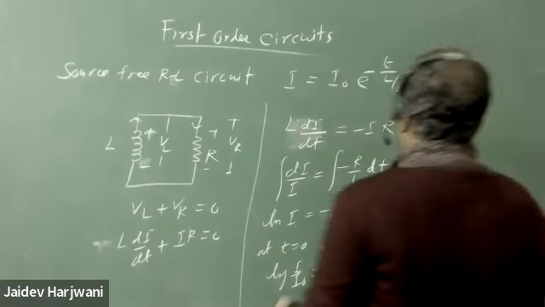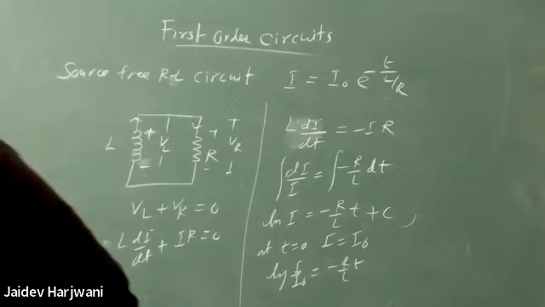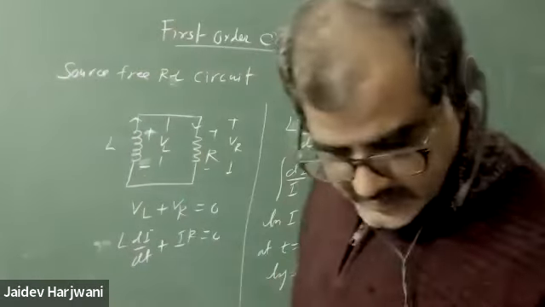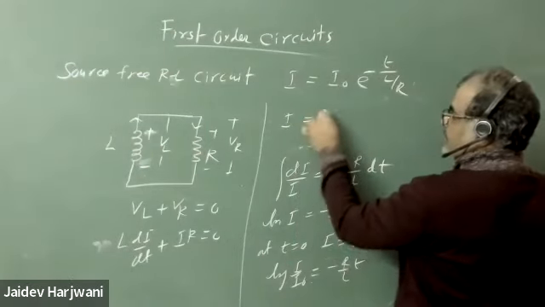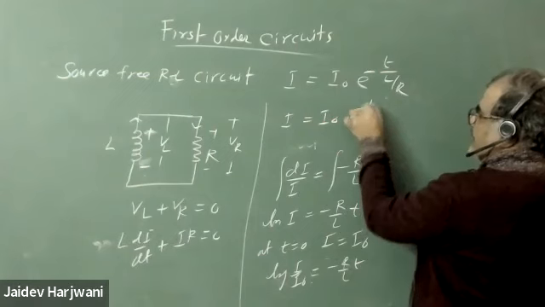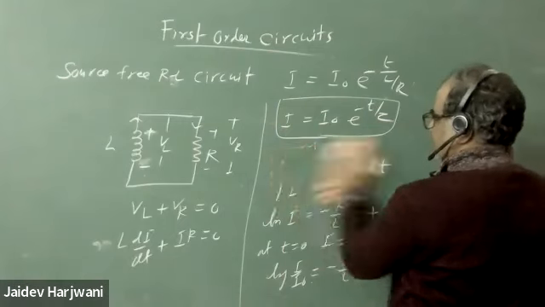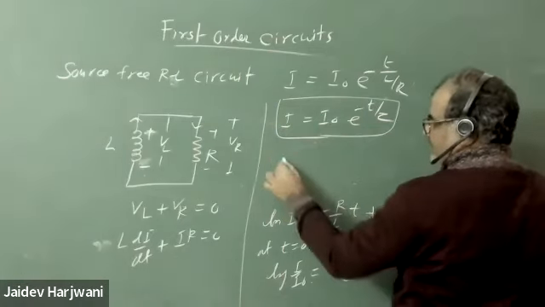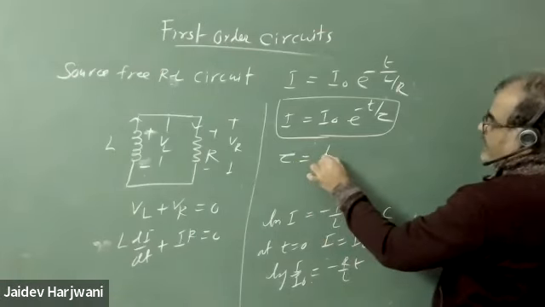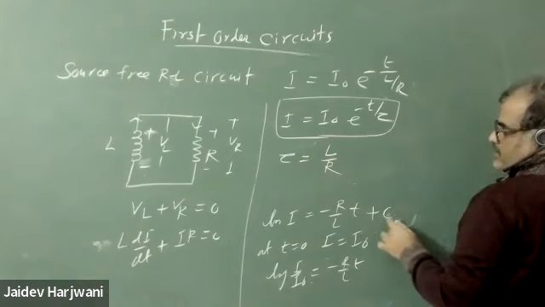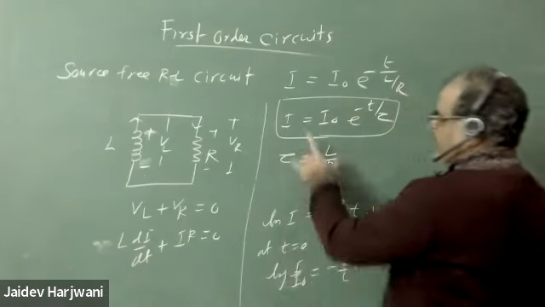L by R I am writing as the time constant of the circuit. L by R is the time constant of the circuit. So I can now write this equation: I equals I naught e power minus t upon tau. Tau is again the constant for me. This is the time constant of the LR circuit, given by L by R. Again this equation becomes important in the source free RL circuit.